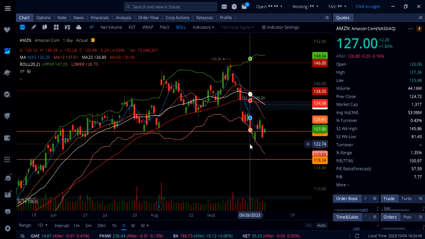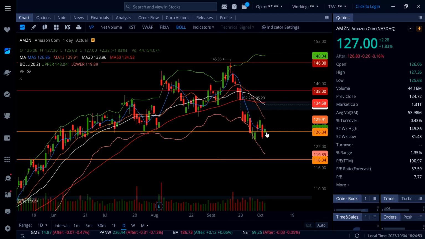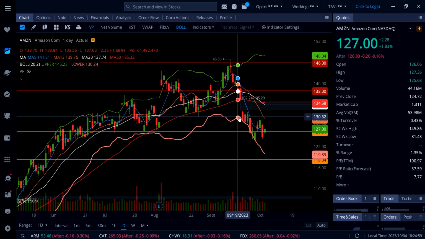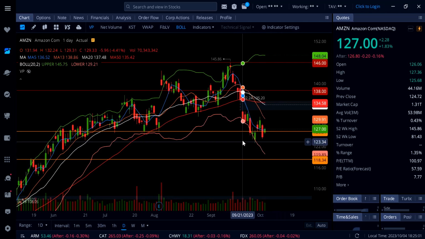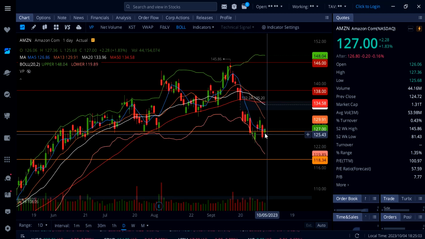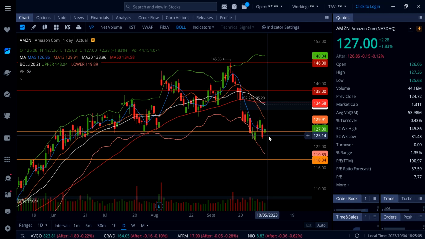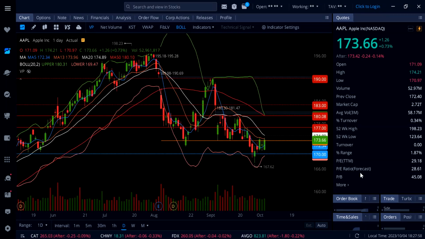135.20. If Amazon breaks below 126, you're going to see a dump all the way down to 120 and then 118 right here. We also have the lower Bollinger Band pointing down, so we could see a lot more selling if this support breaks right here at 126. So this is what I call a total manipulation in this market.